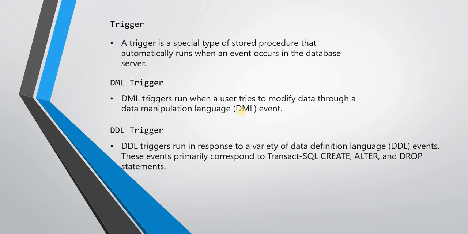So what is a DML trigger? A DML trigger automatically executes when a user tries to modify data through data manipulation language, DML, events, right? So whenever DML events like insert, update, and delete occur on a base table, it automatically gets executed if the trigger is written on that base table.